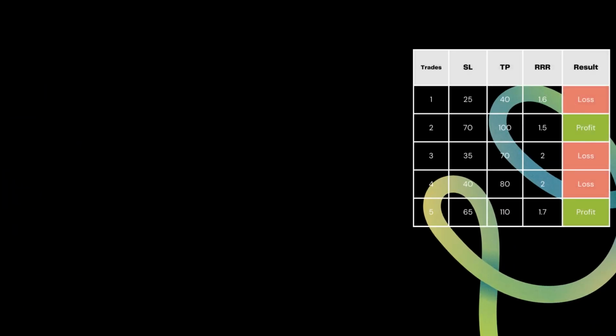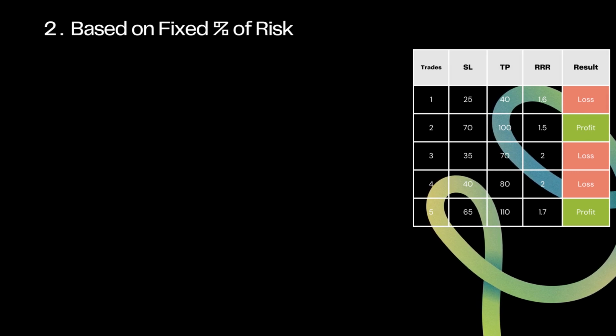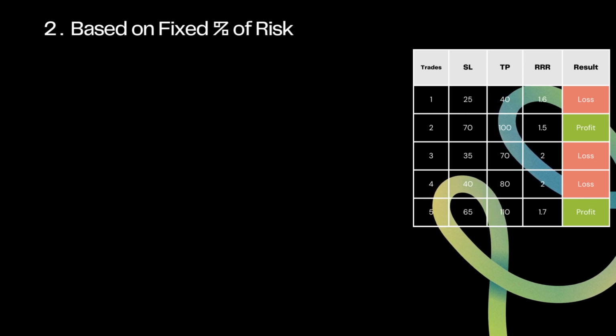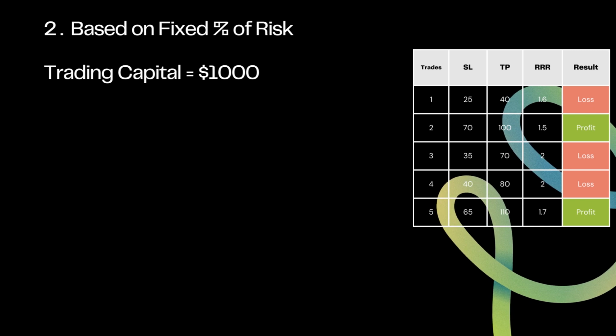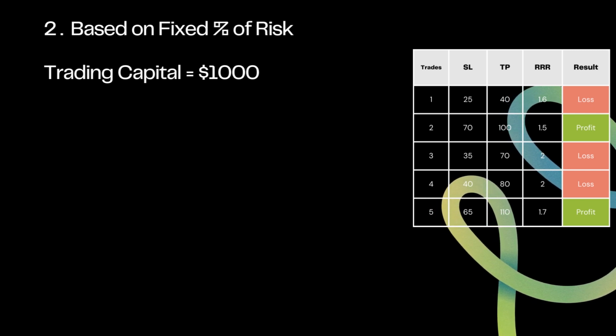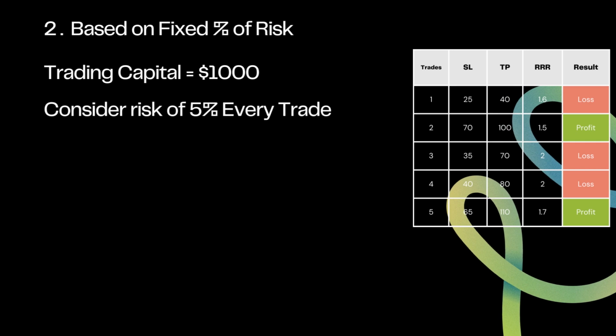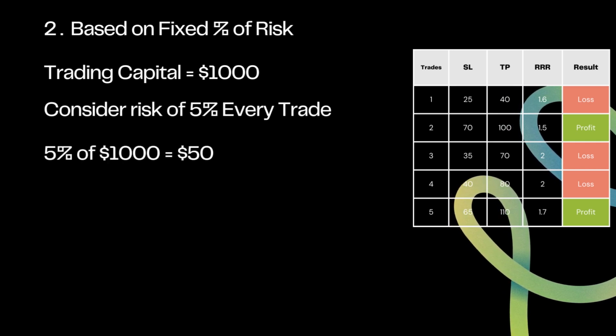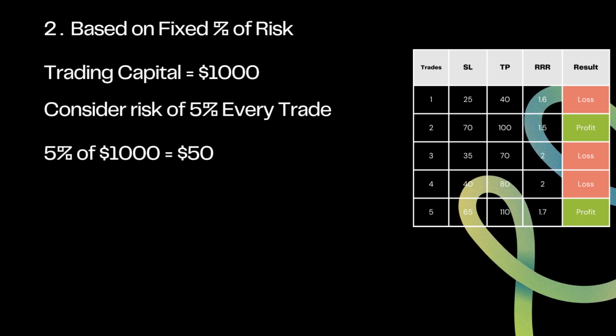Now let us analyze it based on the second concept, that is, based on a fixed percentage of risk, or a fixed percentage of amount. Trading capital is again $1,000, considering a risk of 5% every trade. Which means we are risking 5% of our capital on every trade. So 5% of $1,000 is equal to $50. So every trade we risk $50. So if our stop loss is hit, we will lose $50 on every trade.